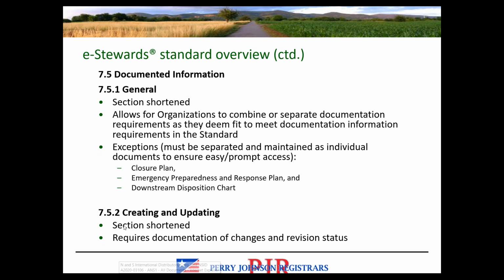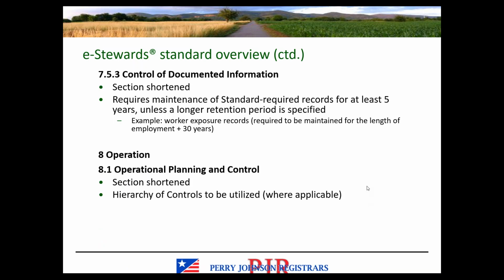Creating and updating documented information, 7.5.2, requires documentation of changes and revision status. 7.5.3, control of documented information, requires maintenance of standard required records, so anything specified in the standard as a required record, for at least 5 years unless a longer retention period is specified or required. So everything has to be kept for at least 5 years if it's required by the standard.